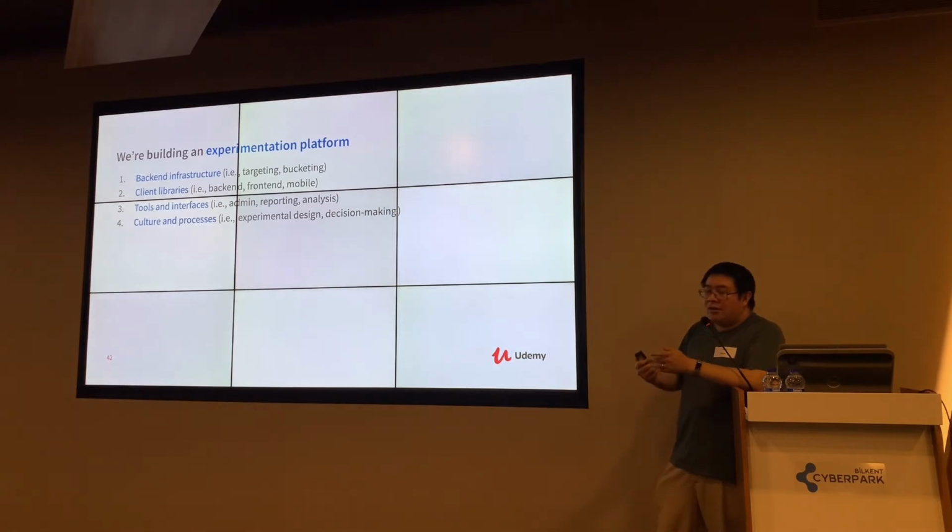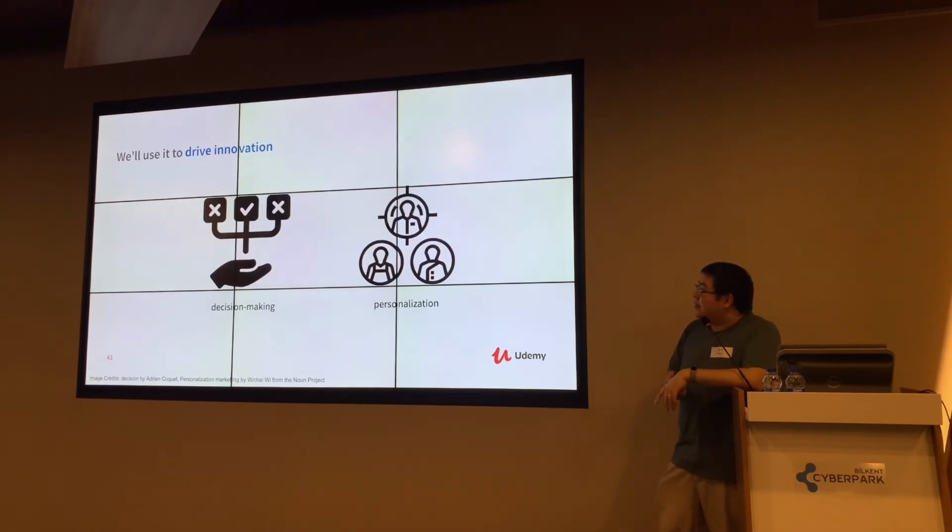And so overall, the vision that we have is that we want to build this experimentation platform that includes elements of backend infrastructure, different client libraries, different tools and interfaces that can be used by analysts, product managers, engineers, and also figuring out how to develop the right culture and processes within the company so that we can make high-quality, data-driven decisions. So, what's the purpose of all this? There are multiple things. One is decision-making, and we've talked a bit about how A/B testing can really inform the decisions that are made within a company.